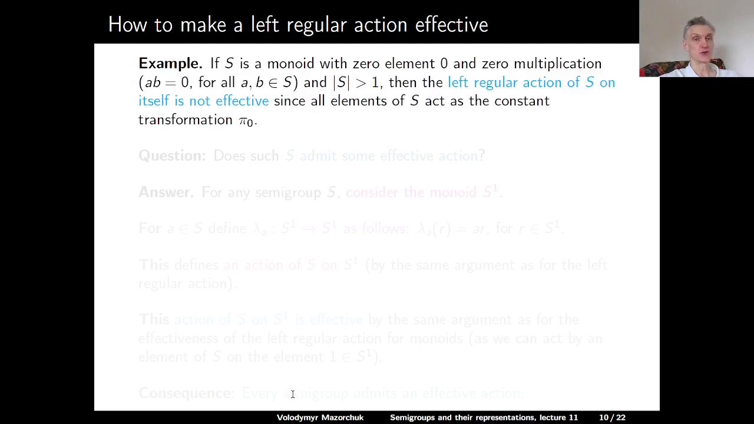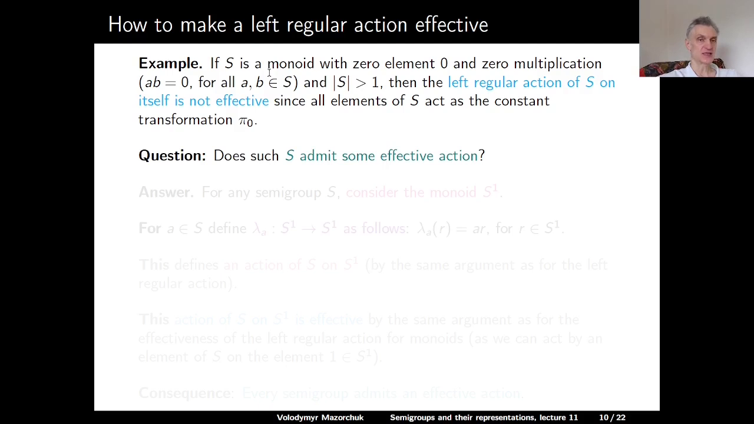However, for general semigroups this is not true. Here's an example. If S is a monoid with a zero element 0 and zero multiplication, which means that the product of any two elements in S is equal to 0, and S has more than one element, then the left regular action of S on itself is not effective, since all elements of S act as the constant transformation pi 0. All elements are sent to 0. That's a transformation which corresponds to any element in S, because the product of any two elements is 0.